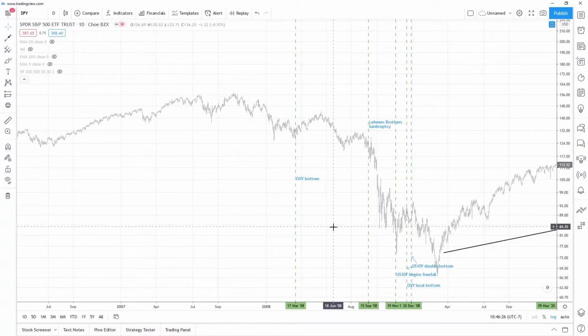So flipping back over to the SPY, you can see that corresponds to a local bottom on the SPY.